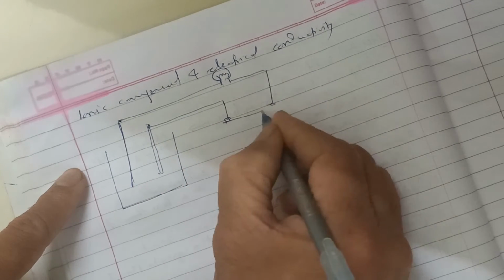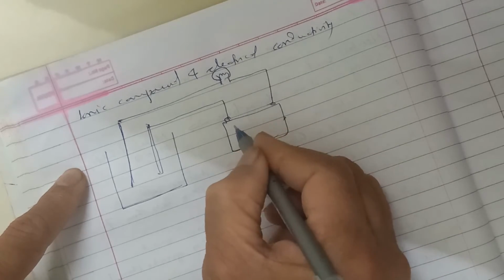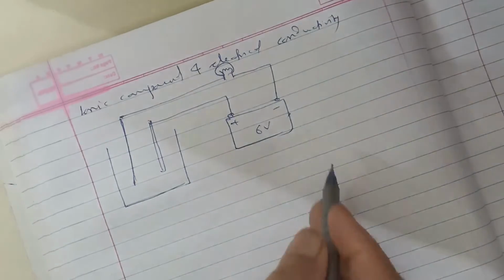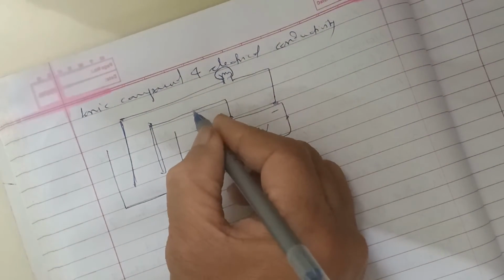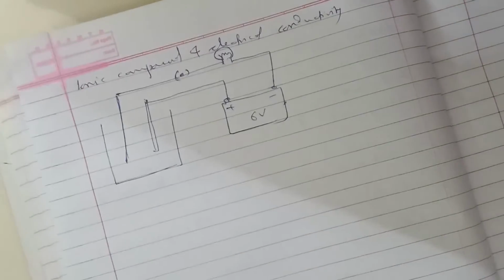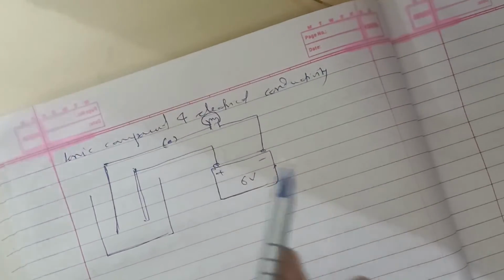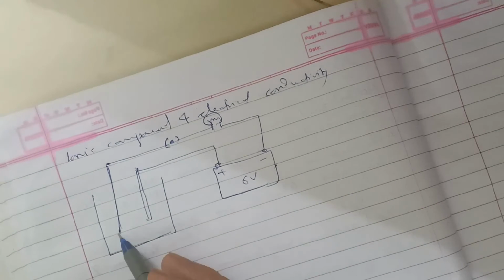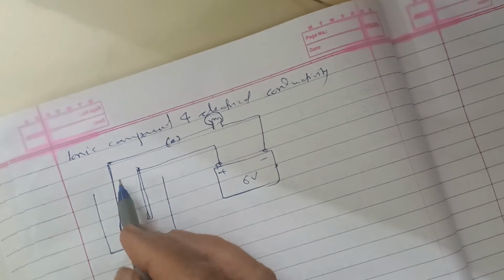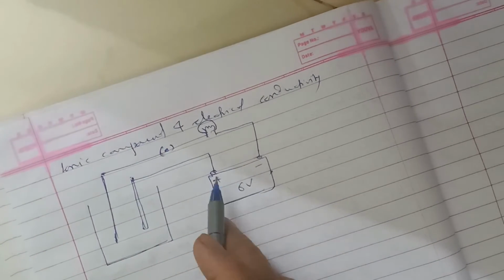After connecting a 6-volt battery, switch it on. See what happens here. Is the bulb glowing? No, the bulb does not glow, because the two ends of the electrodes are not connected, so the circuit is not complete. That is why there is no flow of electric current, and as a result the bulb does not glow.